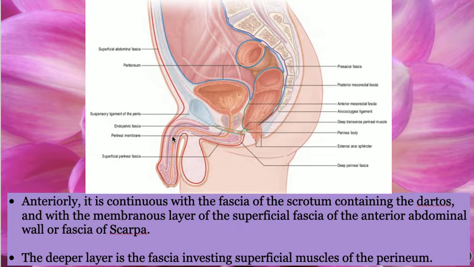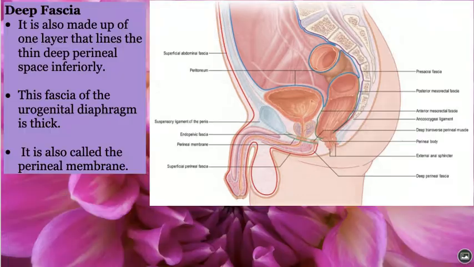Now, anteriorly, this is continuous with the fascia of the scrotum, as you can see, containing the dartos muscle, and with the membranous layer of the superficial fascia of the anterior abdominal wall, or the fascia of Scarpa, right? And the deep layer is the fascia investing the superficial muscles of the perineum, right? So let us see what this deep fascia is all about.